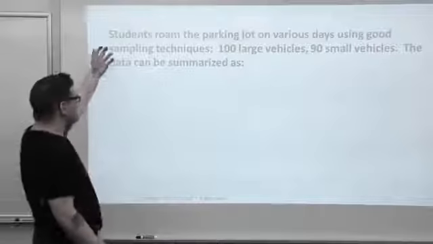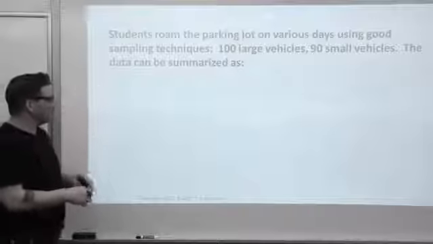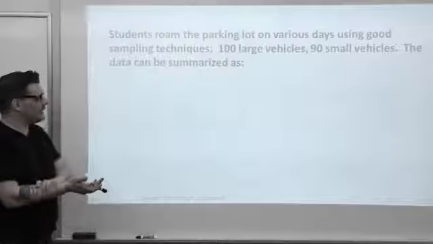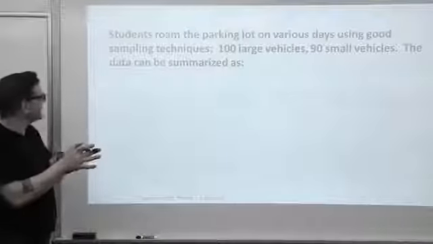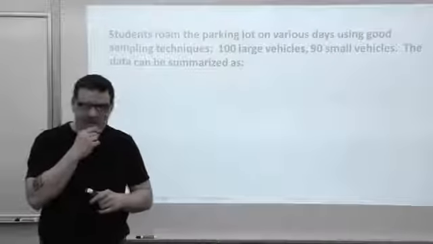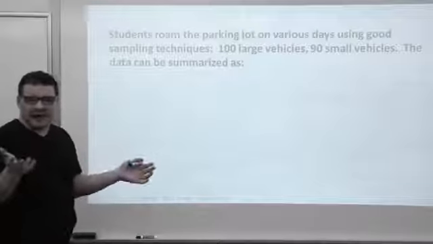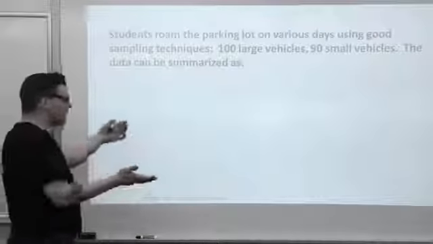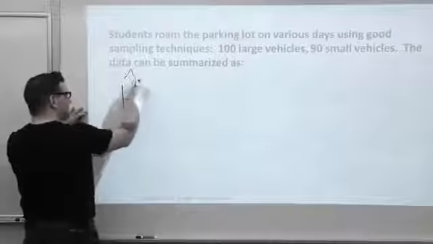We'll incent some students to roam around the parking lot on various days using good sampling techniques. Here's what happened. They actually got 100 large vehicles and 90 small vehicles. And the data can be summarized as what? Well, think about this here. It's a categorical variable, right? We're still in this p-hat mode for just another chapter or two. Either a car is large or small, so the data can be summarized with a proportion. Comes from a sample, so it's p-hat.